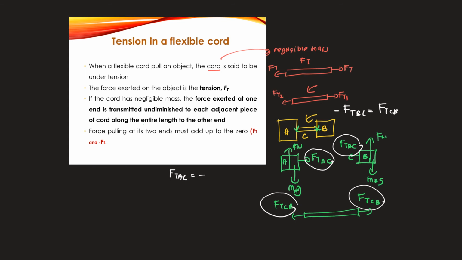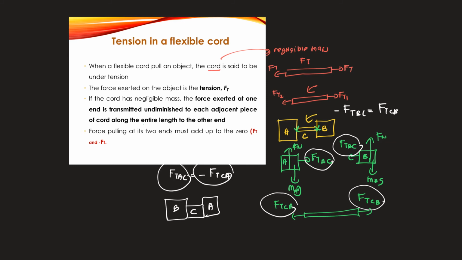FTAC equals negative FTCA. Okay, Newton's first law: same magnitude, different direction. So you can assume that if the rope has a mass, you can treat it like you have one object. This is B, this is C, and this is A.